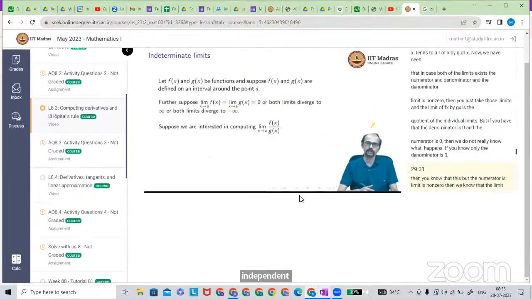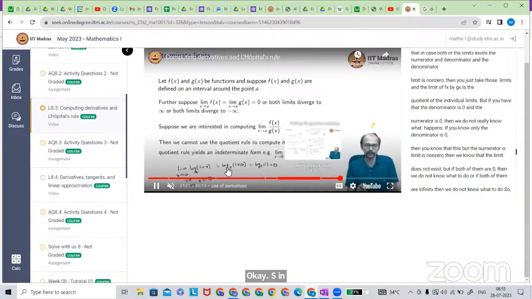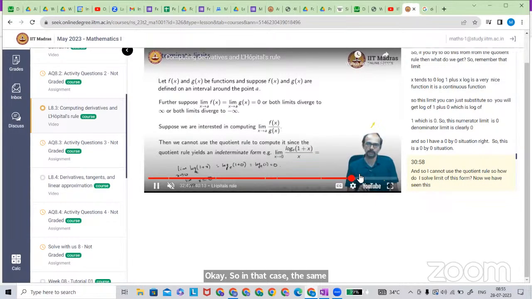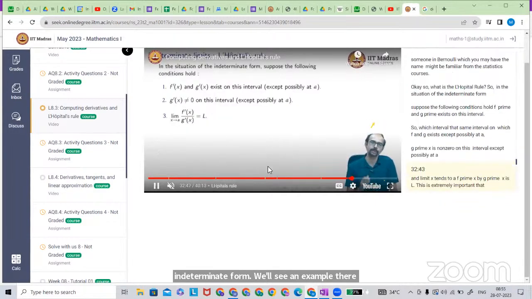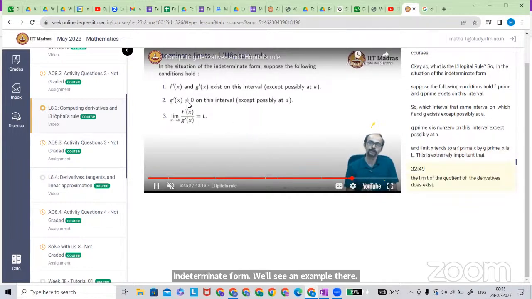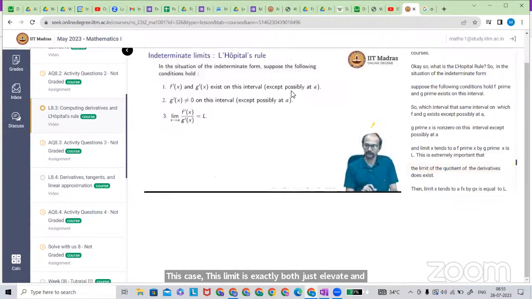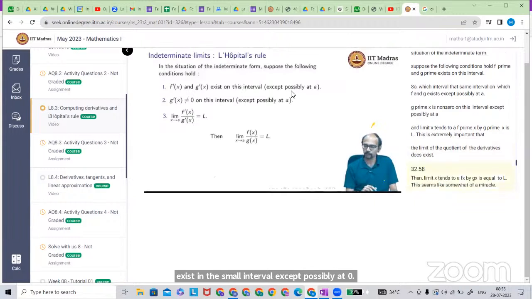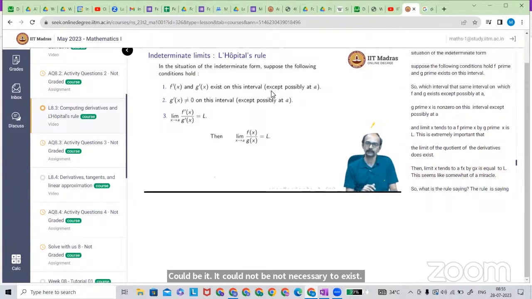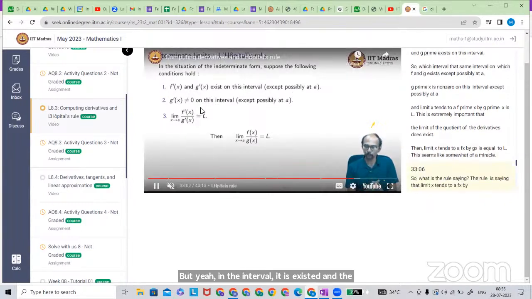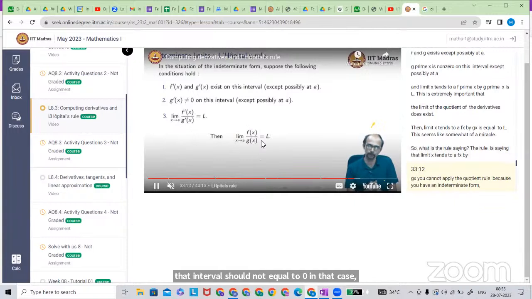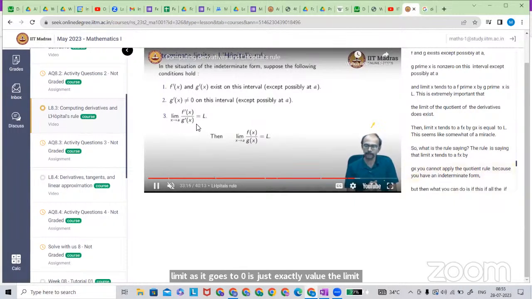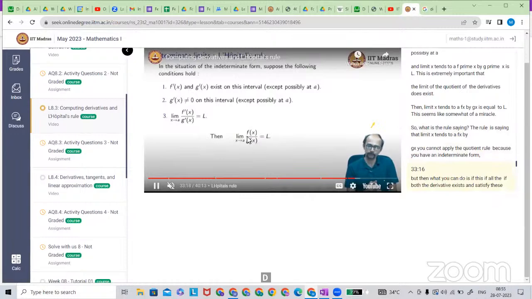This is called indeterminate form. We'll see an example. The limit is valid if both are differentiable and exist in a small interval, except possibly at a. It is not necessary to exist at a, but in the interval the derivative should exist and should not equal 0. In that case, the limit of the function is exactly the limit of the derivatives.